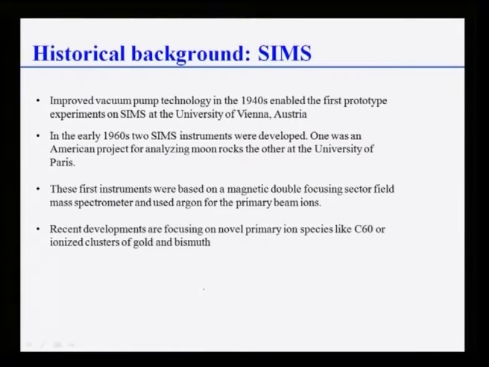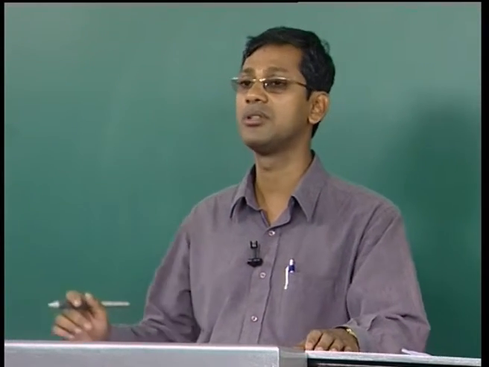Then this was followed by recent developments in focusing noble primary ion sources, like C60, even ionized clusters of gold and bismuth. This followed a lot of instrumentation and computation of the technique, and now it is fully automated and comes at a cost of a few tens of crores of rupees.